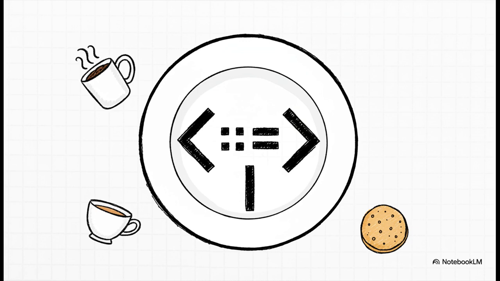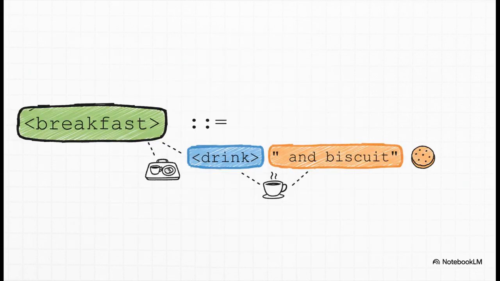So let's take a quick detour from programming for a second. We're going to use BNF to define something every student in India knows is a non-negotiable part of the morning: a proper breakfast. So here's our first rule. On the left, inside those angle brackets, we have breakfast. That's called a non-terminal. It's just a concept we're defining. That double colon equals symbol, you can just read that as "is defined as." So this whole rule says a valid breakfast is defined as some kind of drink, followed by the literal words "and biscuit." Simple enough, right?